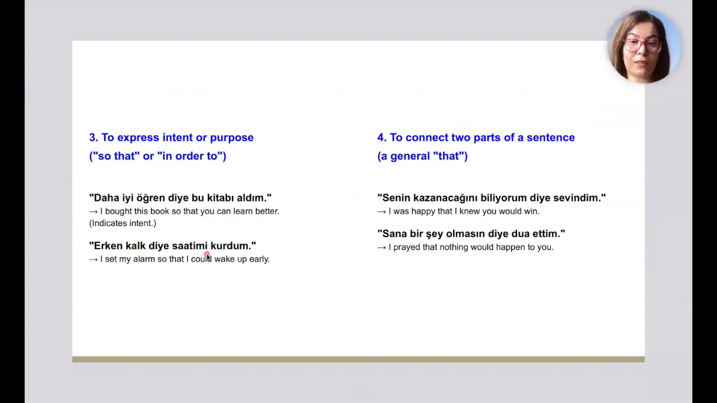Erken kalk diye saatimi kurdum. I set my alarm so that I could wake up early. Saat kurmak, set an alarm. Erken kalk diye saatimi kurdum. Number four, to connect two parts of a sentence, and it has a general meaning of that.